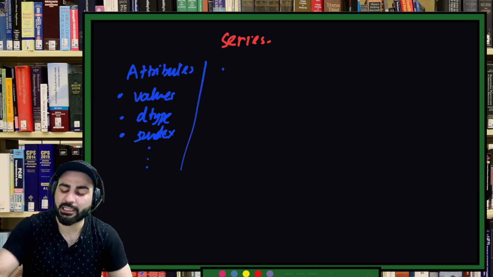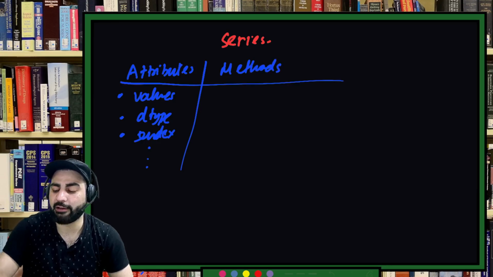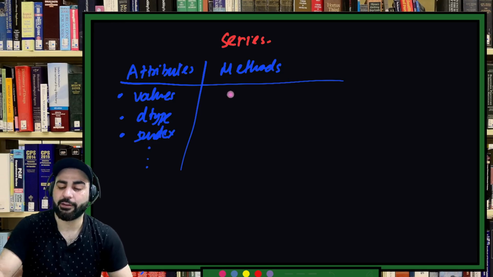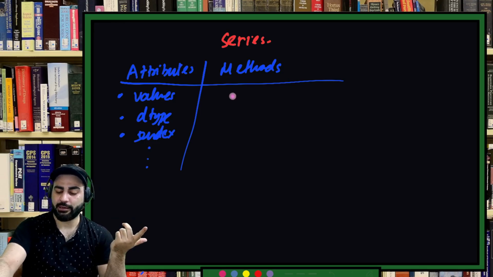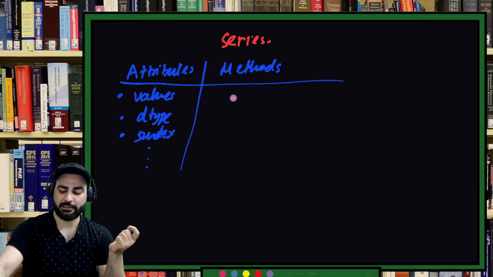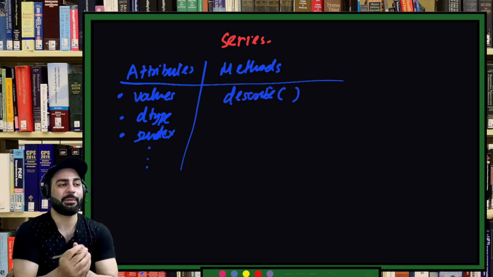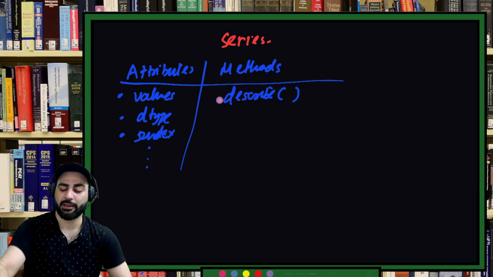Then we saw there are methods possible. You can perform different methods. The first method I showed you, what was the first method I showed you? Head or tail, and describe probably. I showed you describe first, but I did not explain what describe is. Maybe we'll see that in the coming couple of minutes.